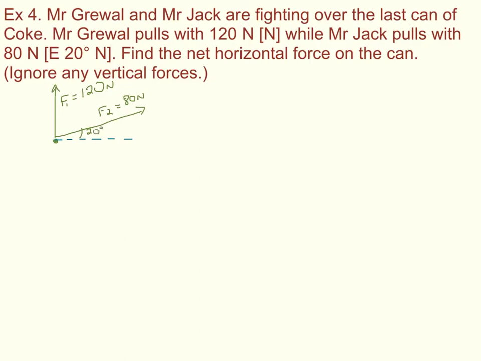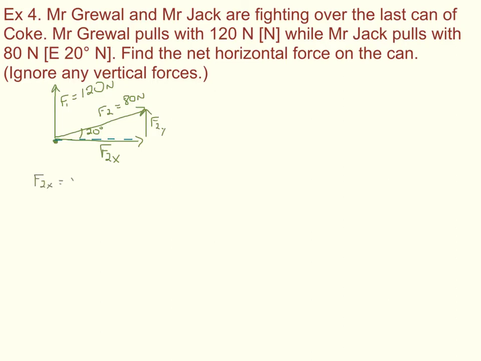We're going to have to break these vectors up into components. So force 1, Mr. Graywell's force, is already straight north. That's already on the y-axis. I don't need to break that up into components. There's no x component. But for Mr. Jack, he's going to have an x component and a y component. That's a y component there. So we're going to need to find those.